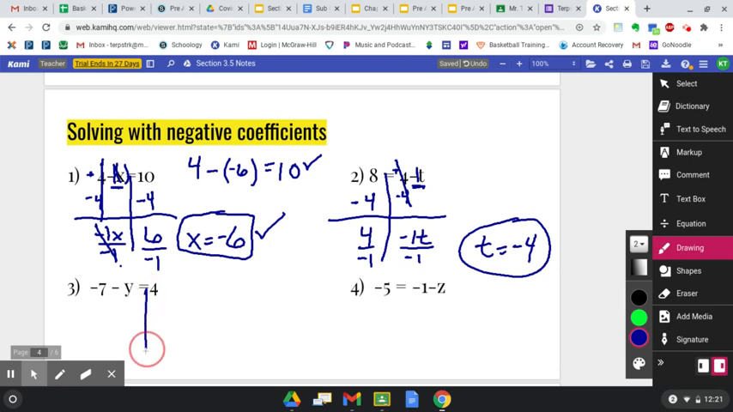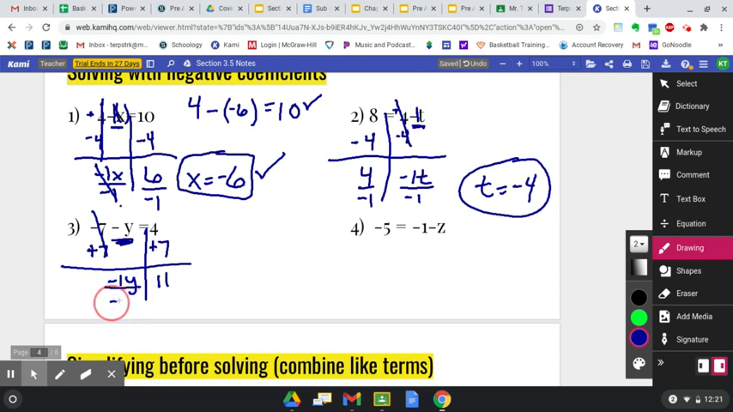Here, the variable is on the left side of the equation. So again, I want to isolate it over here. Now I've got this negative 7. To inverse that, I'd have to do plus 7. So that would cancel. I have negative 1y equals 11. Divide out that negative 1, and we get y equals negative 11.